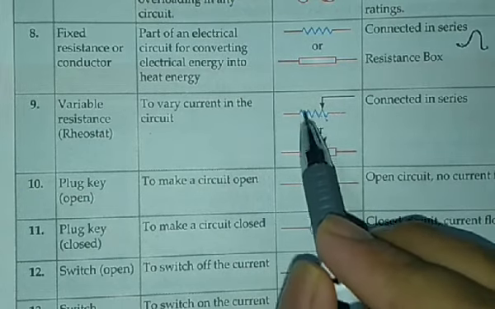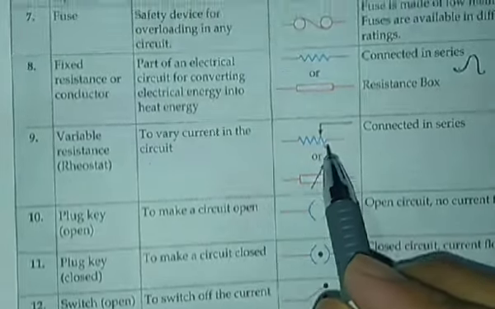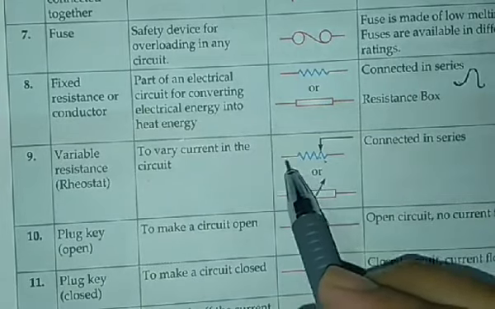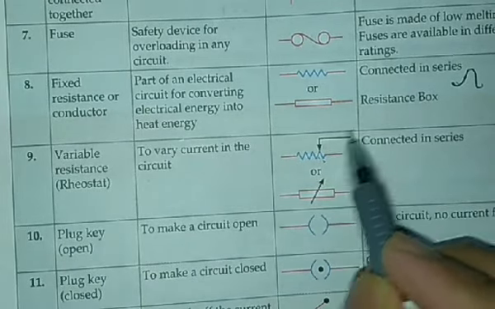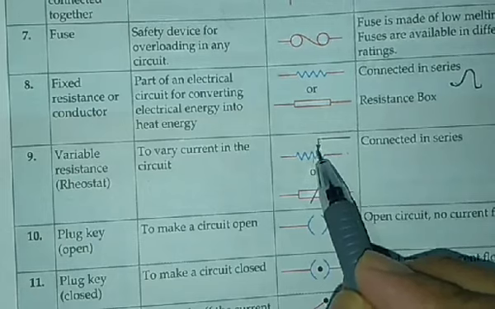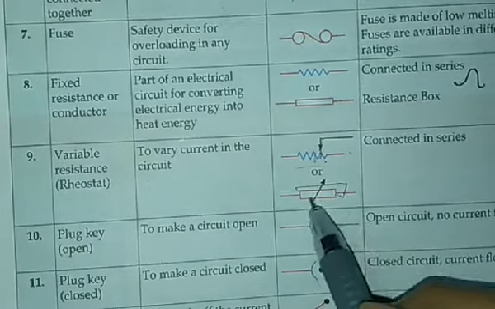You have to fix the variable resistance. What do you mean by variable resistance? This is the symbol for variable resistance, students. There is a basic difference between the resistance and variable resistance. For a variable resistance, the symbol is like this with one arrow. This is the one arrow. Okay, students, or like this we can draw.